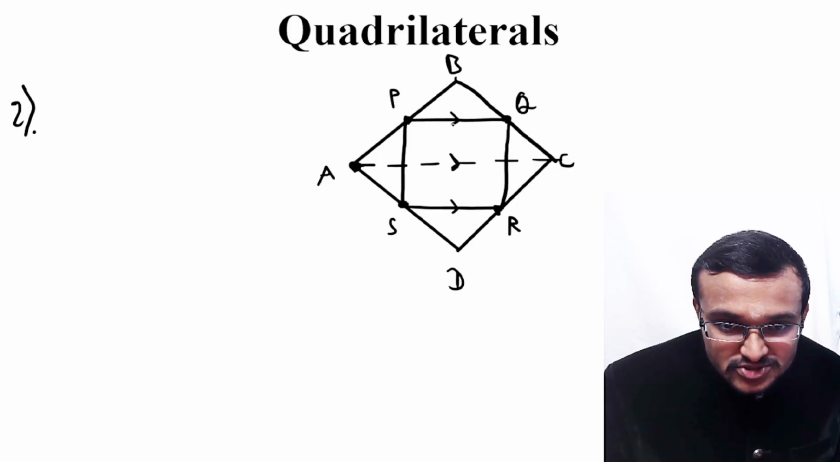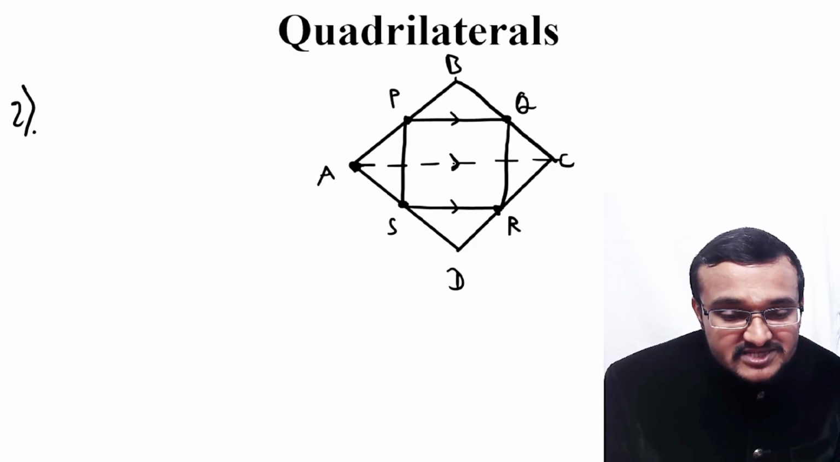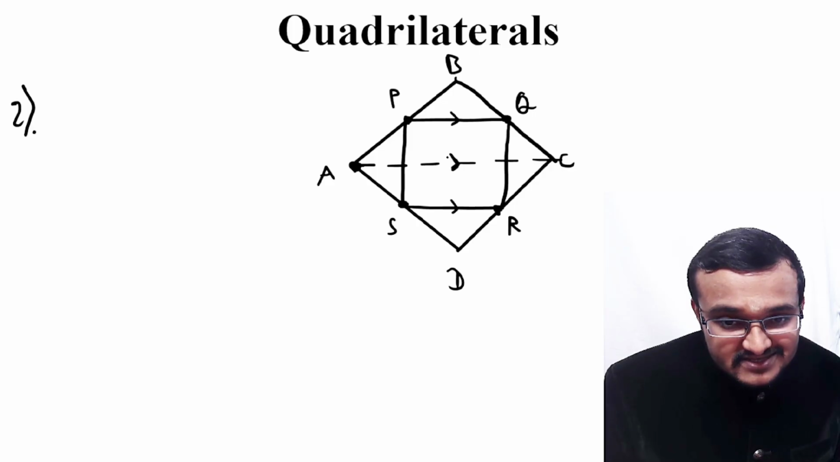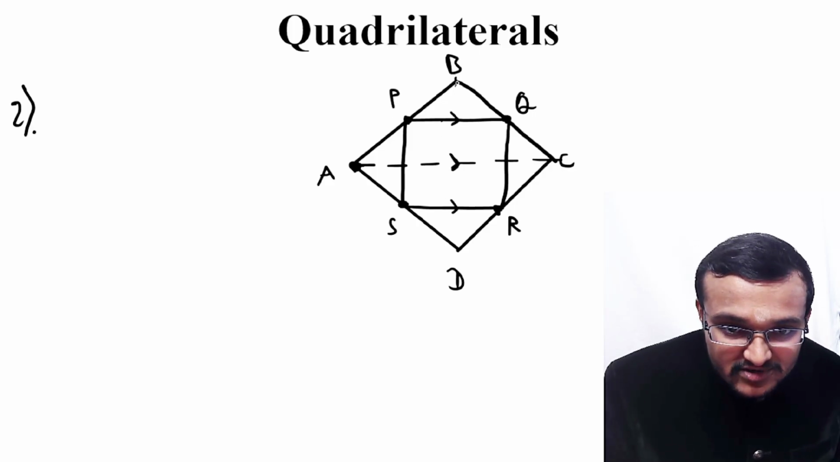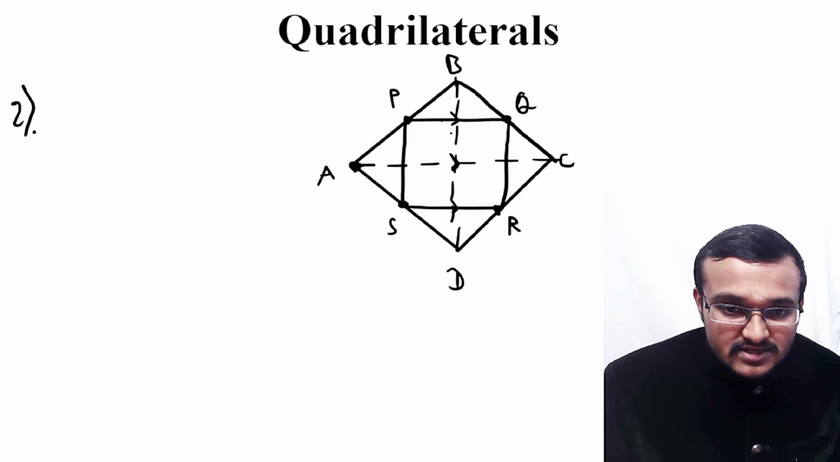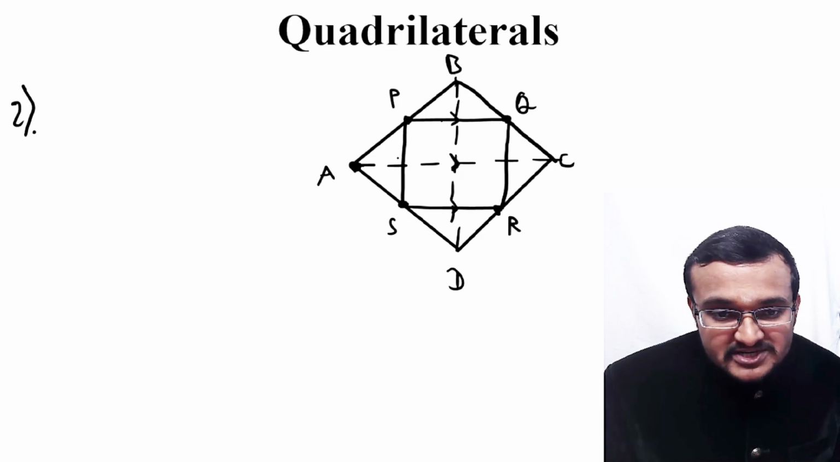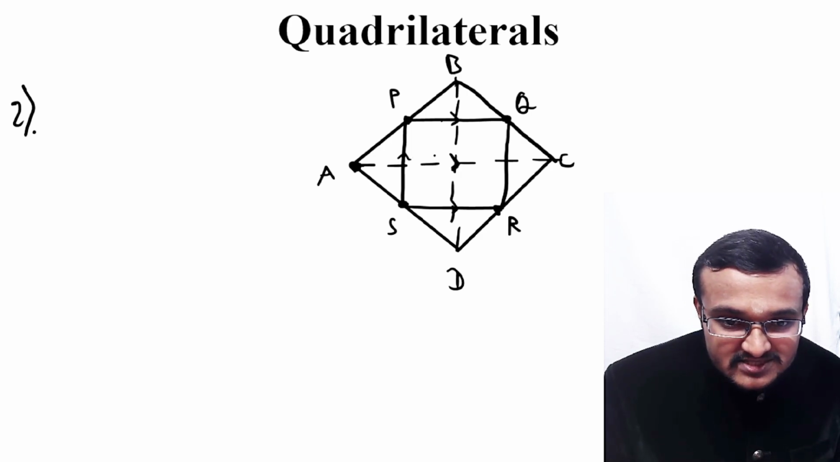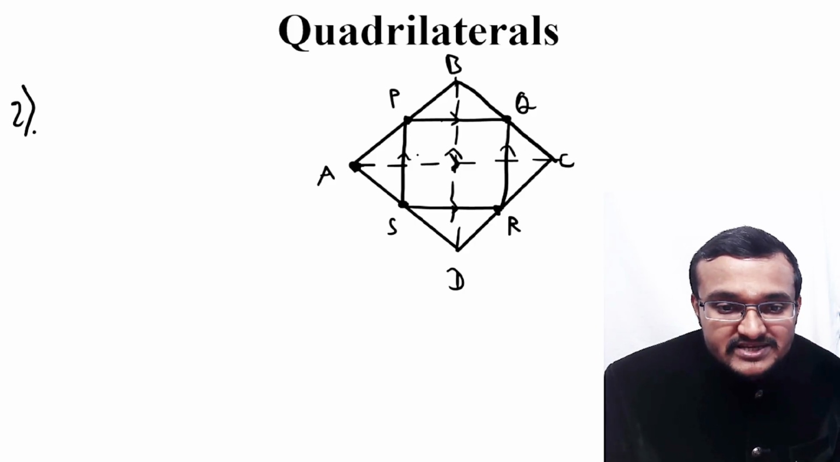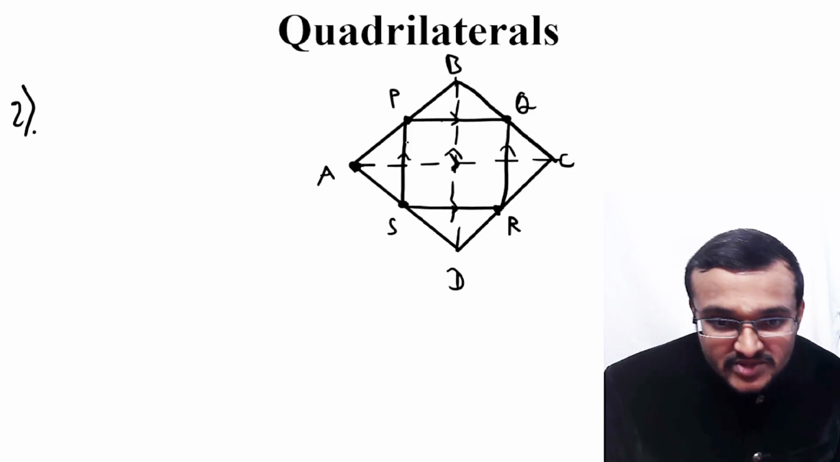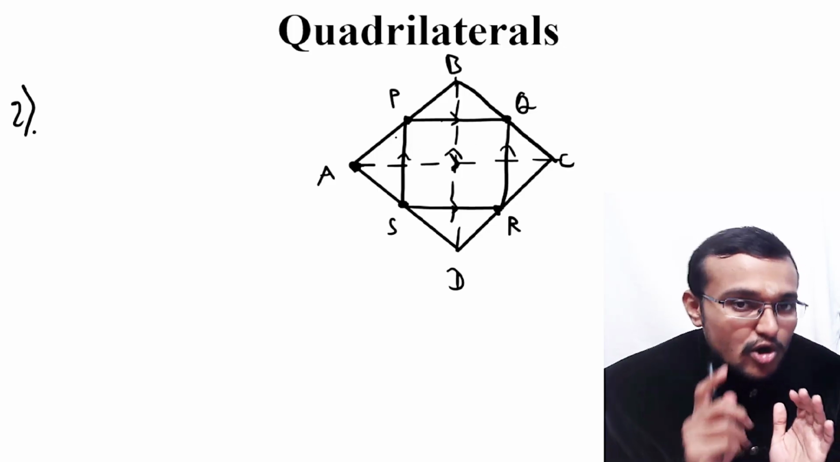Since this is parallel to this and this is also parallel to this, and we also know PQ is half times AC and SR is also half times AC, that means PQ will be equal to SR. Similarly, if you take the other diagonal, P and S are midpoints of AB and AD. So PS is parallel to BD and PS is half times BD, and QR is also parallel to BD and half times BD. So PS is equal to QR. This you need to prove on your own.